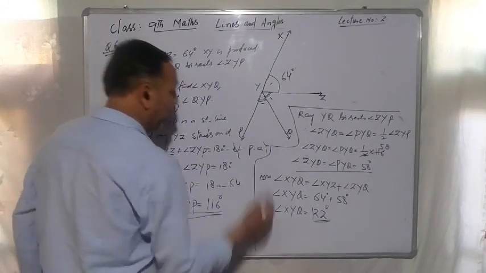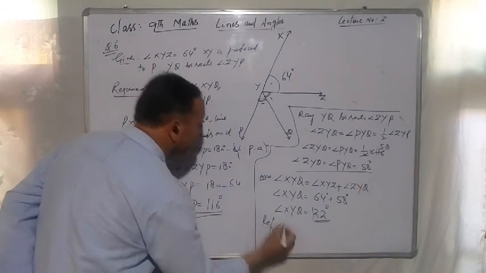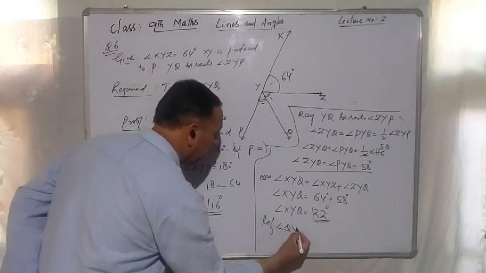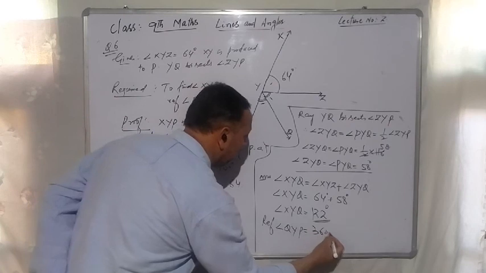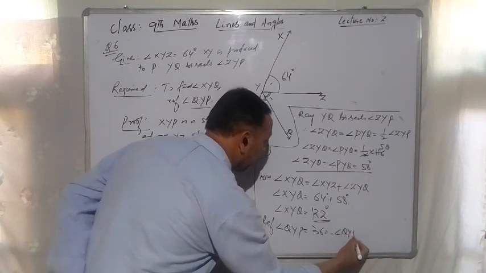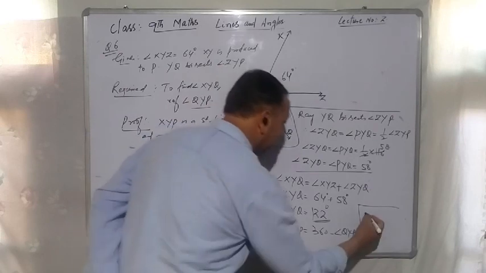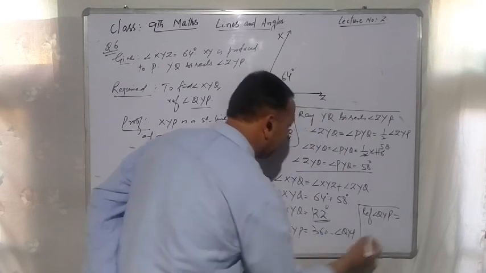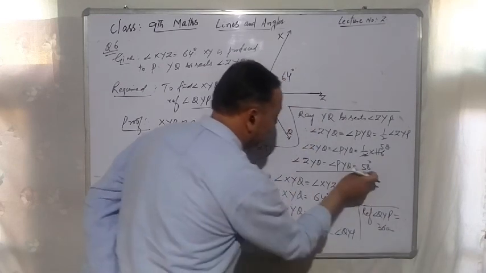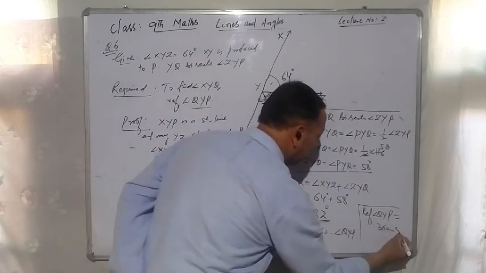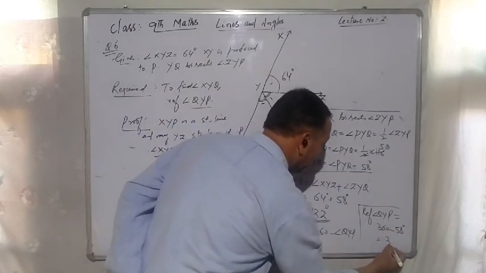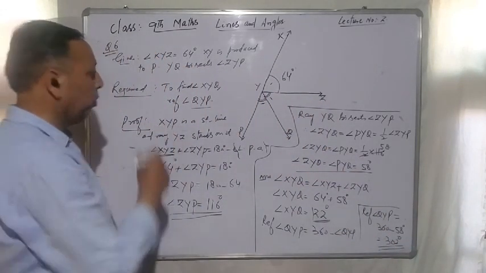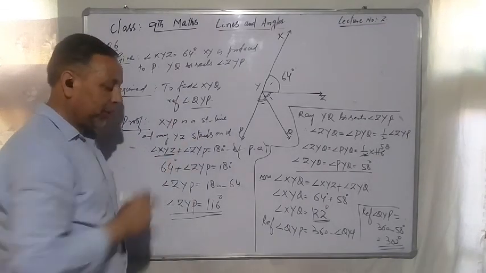Now, reflex angle QYP will be equal to 360 minus acute angle QYP. It means the reflex angle QYP is equal to 360 minus 58 degree. So it is 302 degree. This proves the question. I hope you must have understood all these questions.